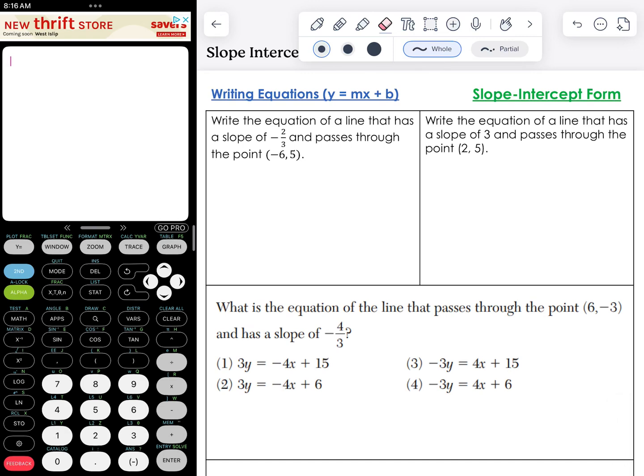Let's talk about writing equations in slope-intercept form. So that is your y equals mx plus b, where m is your slope and b is the y-intercept. Remember, that's where the line is crossing the y-axis.